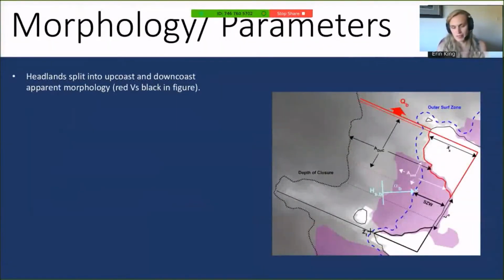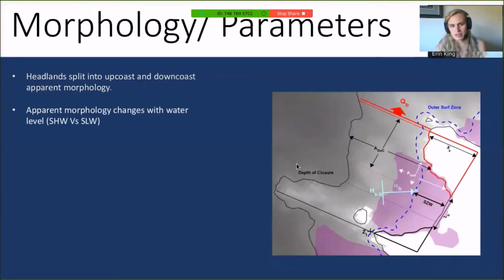Headland morphology was quantified for an upcoast and a downcoast morphology relative to the bay. So here we have the upcoast in red and the downcoast in black. The apparent morphology, so we're going to talk about apparent morphology here, is the morphology of the headland at that particular water level, and it changes with water level.